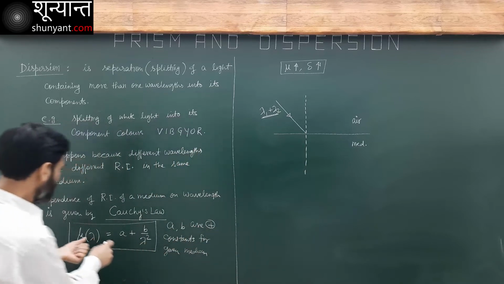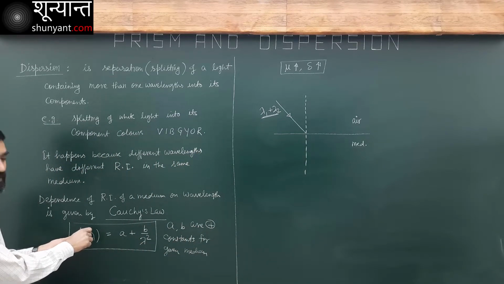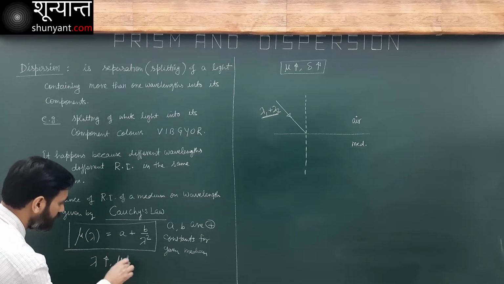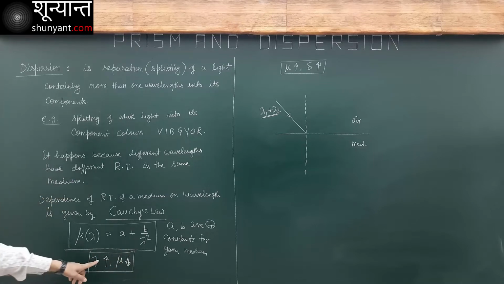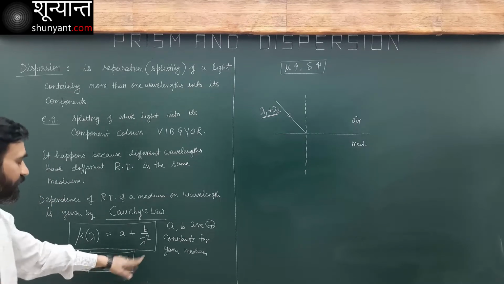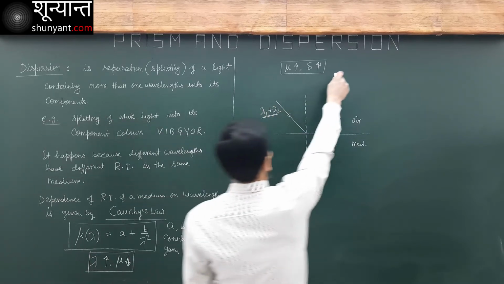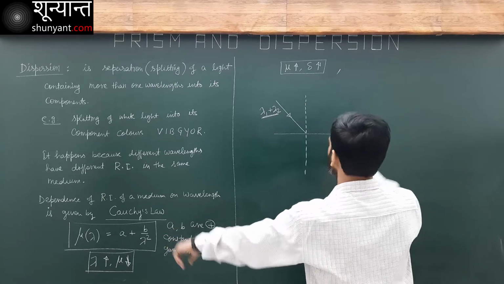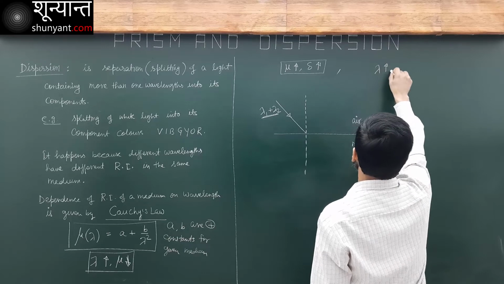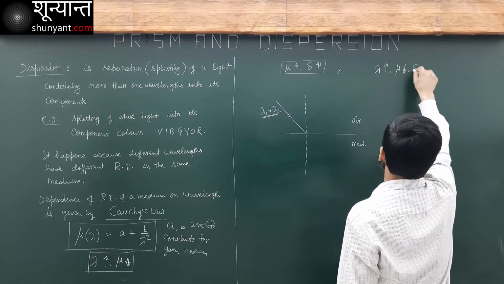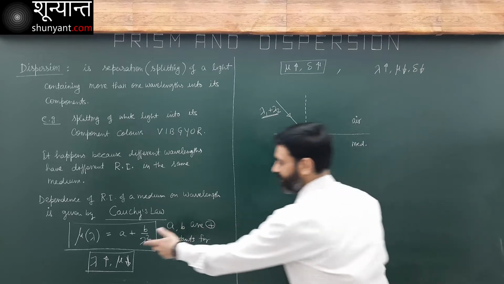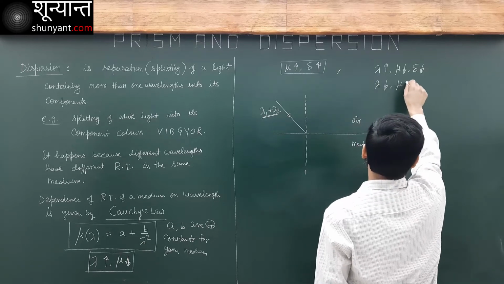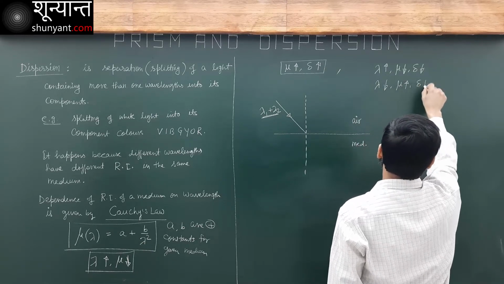Now, according to Cauchy's law, if lambda increases, then mu decreases. I can combine this with the earlier result. Lambda increases, mu decreases, then bending also decreases. So if lambda decreases, mu increases and bending also increases.